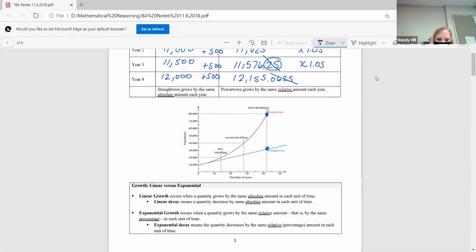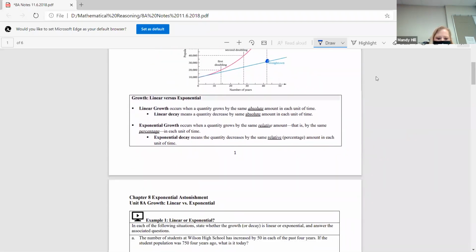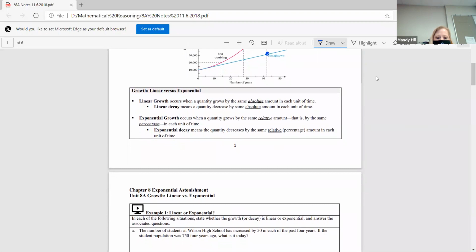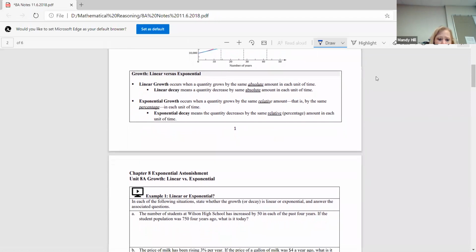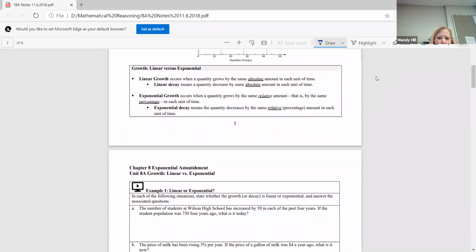Okay, so when we come down here, it says linear growth occurs when a quantity grows by the same absolute amount in each unit of time. Linear decay means a quantity decreases by the same absolute amount in each time. Exponential growth occurs when a quantity grows by the same relative amount, that is, by the same percentage, that's important.